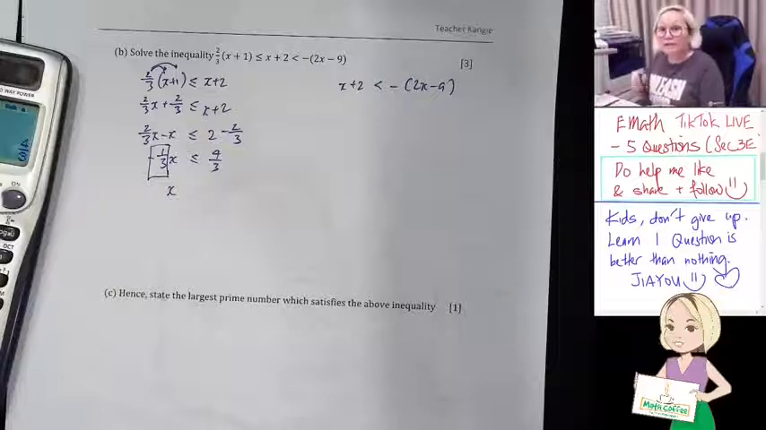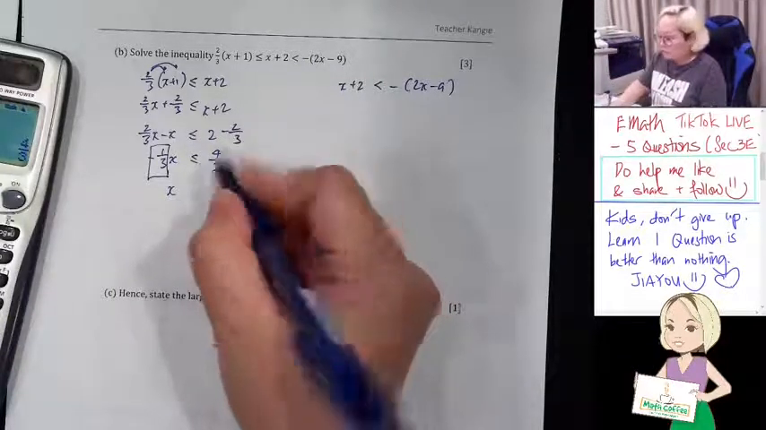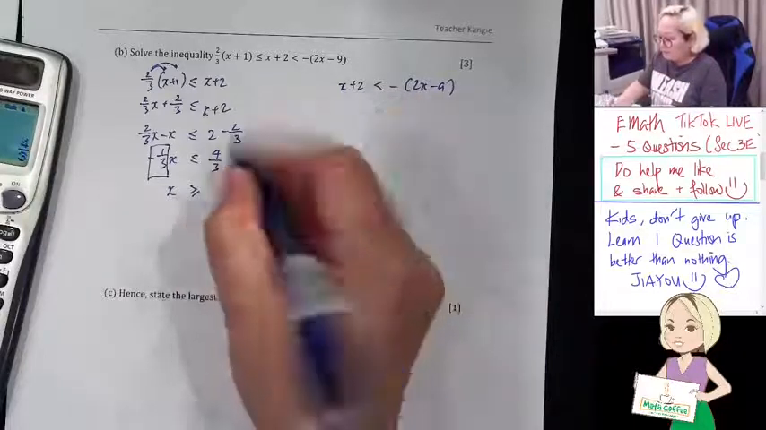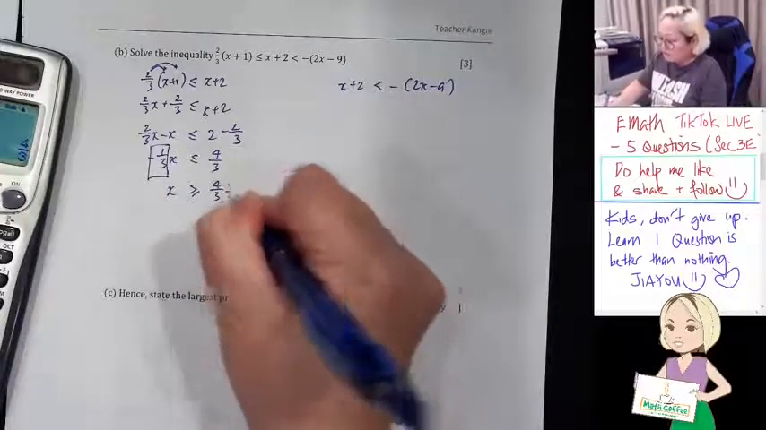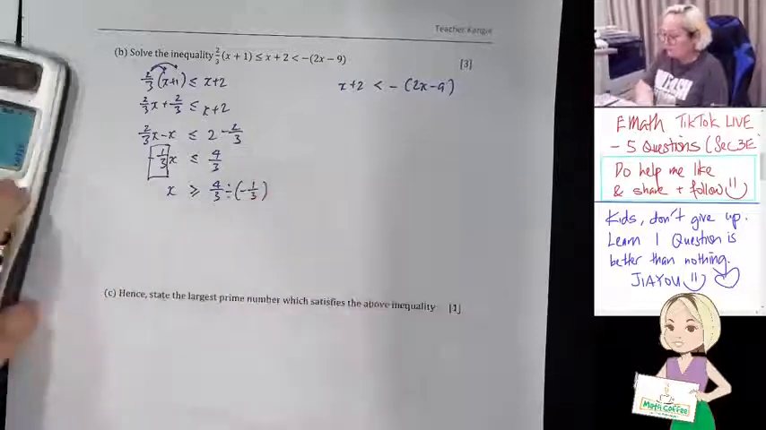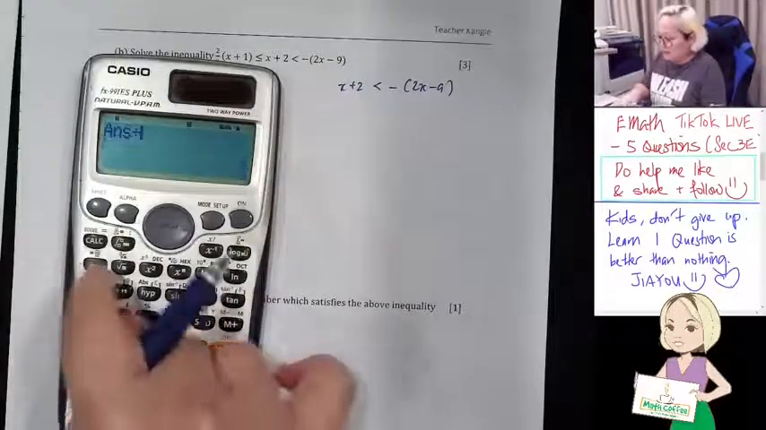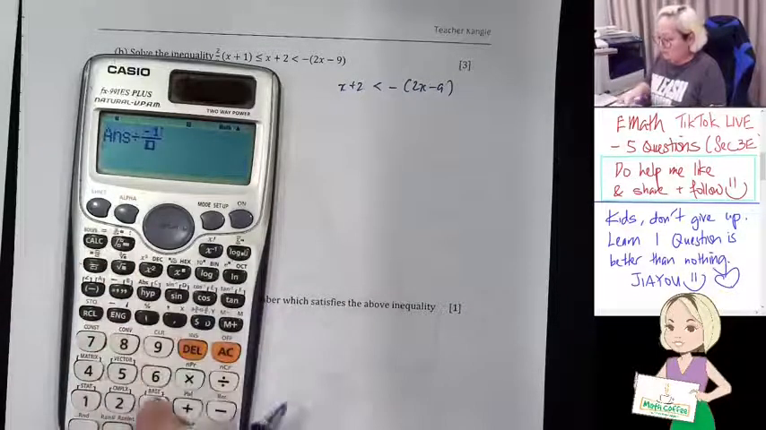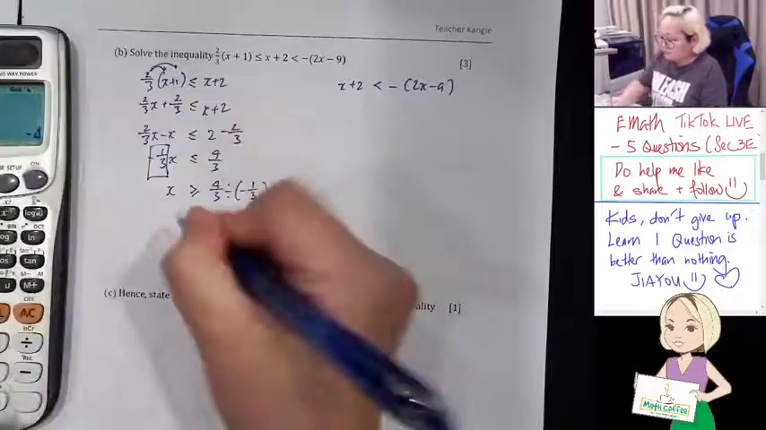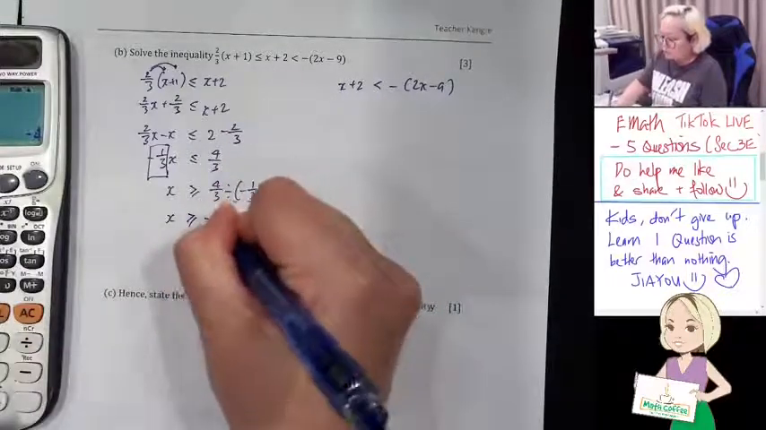If I divide by negative, I need to flip the sign. So now it's less than, so now it becomes bigger than. So 4/3 divided by negative 1/3, and I get minus 4. So x is more than or equal to negative 4.